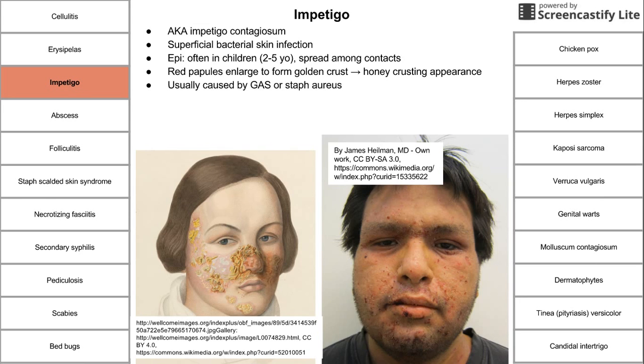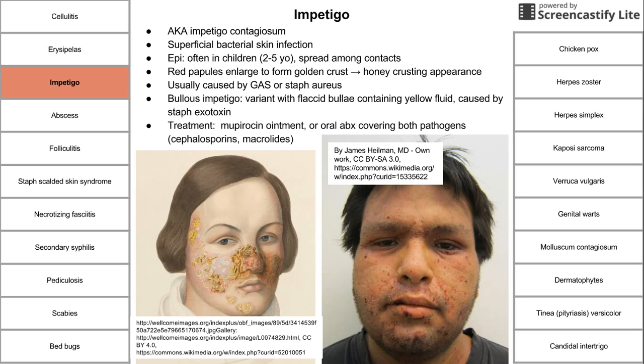It's usually caused by group A strep or Staph aureus. And bullous impetigo is a variant of impetigo that has flaccid bullae containing yellow fluid caused by the Staph exotoxin. Treatment for impetigo is mupirocin ointment or oral antibiotics that cover both pathogens, like cephalosporins or macrolides.